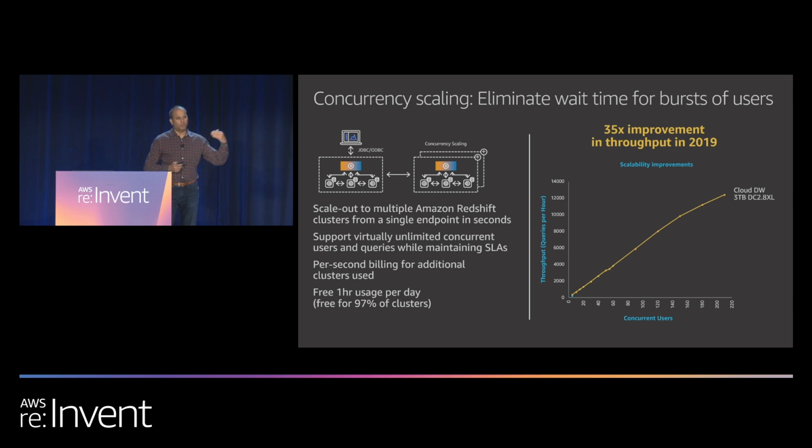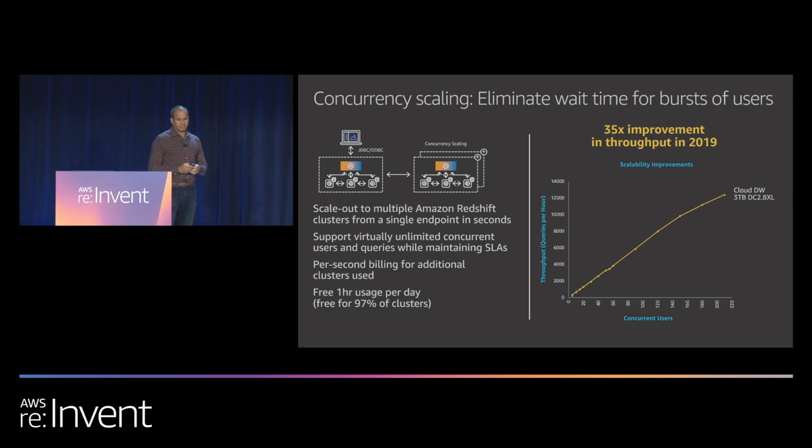What happens if you go over the free hour? Then you pay on a per-second basis while the query is running. And you pay per second at the on-demand rate of your main cluster. With this feature, we have seen Redshift improve its throughput, which is the measure of how many queries are being served in a given amount of time, 35 times over 2019. So with this, like you can see in this chart, as the number of users increases, the throughput is increasing linearly because Redshift is able to linearly scale with concurrency scaling.